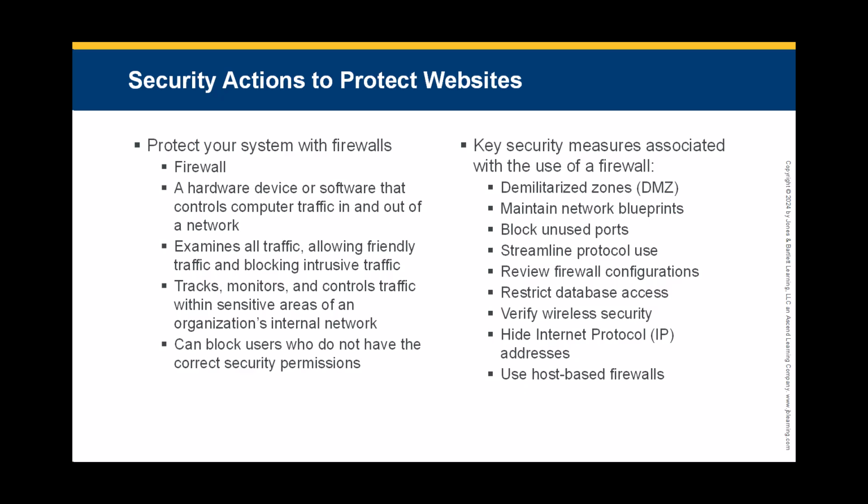from authorized application servers. Another key practice is to verify wireless security, as poorly secured wireless networks can bypass perimeter defenses entirely. Organizations may also hide Internet Protocol, or IP, addresses using techniques such as network address translation or reverse proxies. This makes it harder for attackers to directly target internal systems.